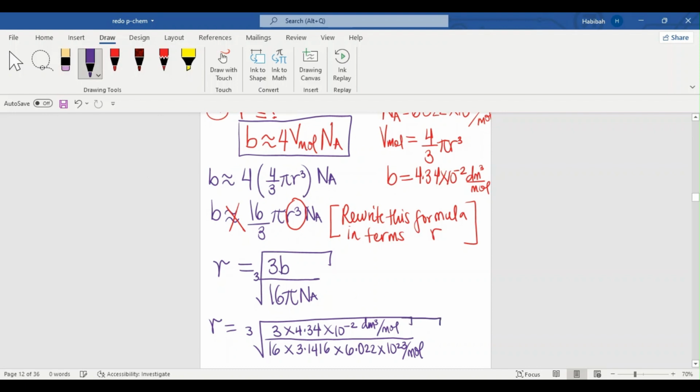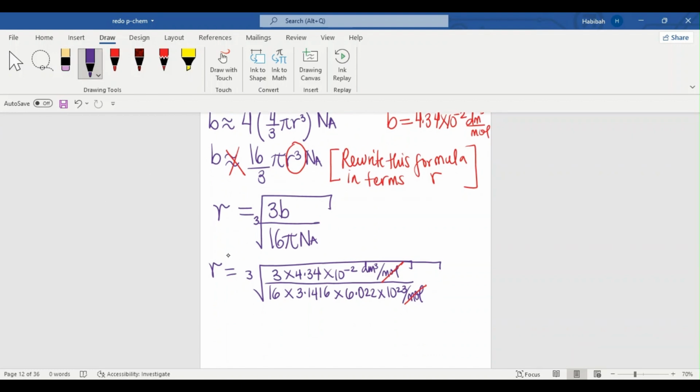So let me drag this out a little bit more. When you have this, we do what we do in math. We cancel out the units to make our work much easier. After we've done that, all we have to do is work on it step by step. We're going to focus on the numerator first. We have 3 times 4.34 times 10 to the power negative 2 dm cube. When you multiply that, you end up with 0.1302 dm cube. Then we also multiply the values in the denominator. We have 16 times 3.146 times 6.022 times 10 to the power 23. We end up with 302.699 times 10 to the power of 23.